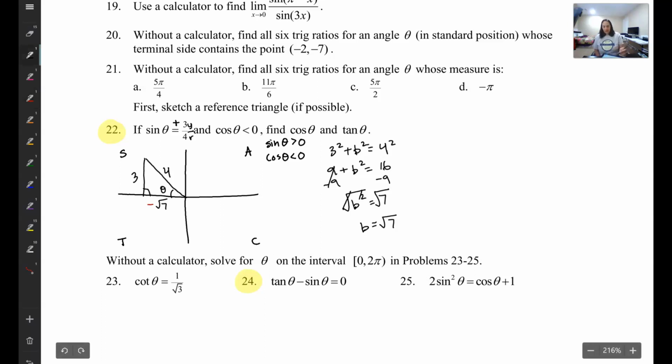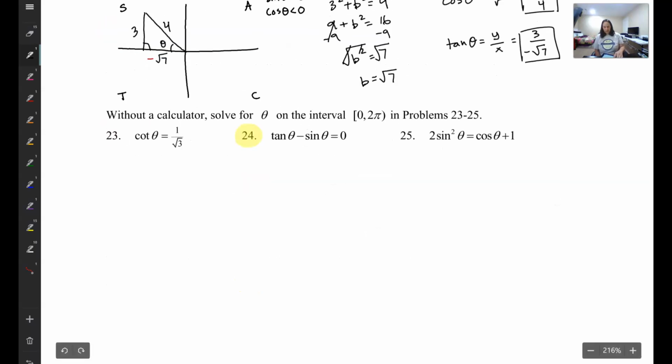Now that we have all that figured out, I can find cosine of theta, because cosine of theta is x over r. So the x value is -√7, r value is 4. And tangent of theta, tangent is y over x, so the y value is 3, x value is -√7. There we go.